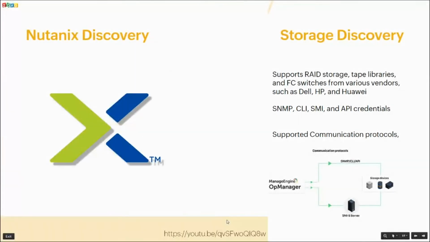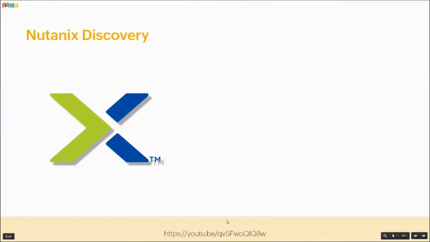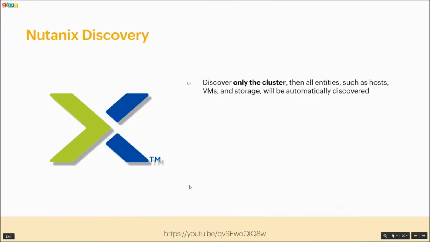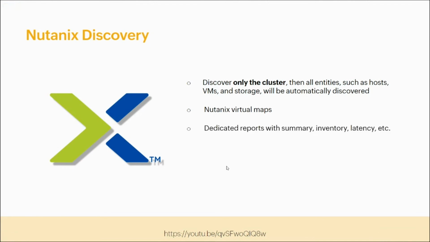The next topic which we are going to see is about Nutanix Discovery. In OpManager, you can discover the cluster and then all the entities such as host, VMs, storage will be automatically discovered in a much easier fashion, like it happened for the vCenter or host. And here the Nutanix virtual map is also available, and we have a dedicated report with summary, inventory, and latency, etc. And this Nutanix based discovery and monitoring is based on the Prism API framework to fetch the performance metrics from your Nutanix environment.